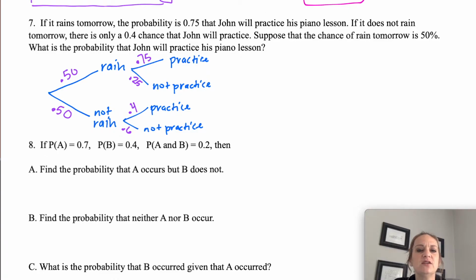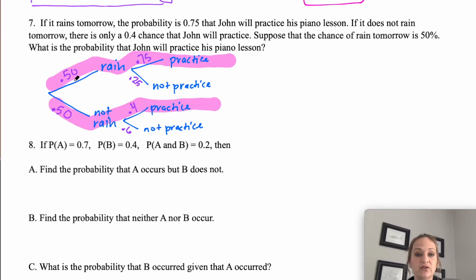Now, they're wanting to know, what is the probability that he will practice? Well, there's two ways that he'll practice. He could practice if it rains. That's one way to practice. But another way to practice is if it doesn't rain, he could still practice. So these are the two paths that he could practice.